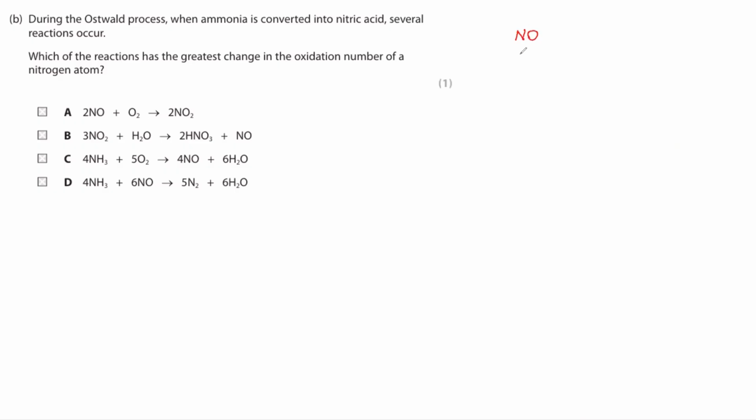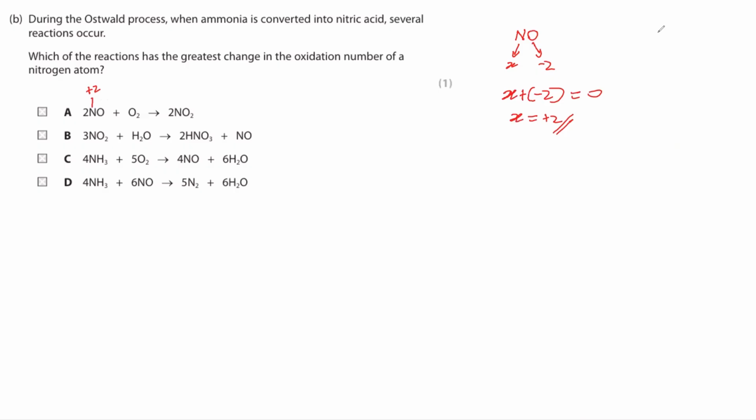Okay, nitrogen monoxide, NO. The nitrogen oxidation number is X. Oxygen is usually -2, so X plus -2 is 0. If X plus -2 is 0, we know that X equals +2. So for the first one, the nitrogen oxidation number is +2.